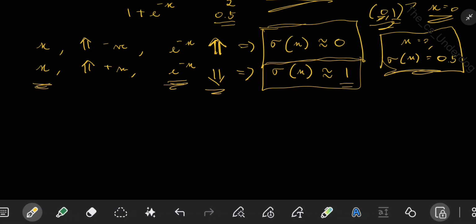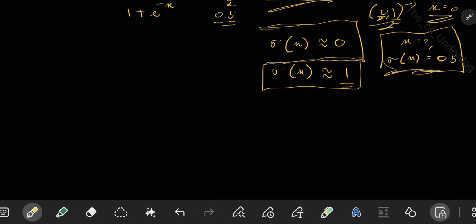A sigmoid function. I'll erase these things off. Okay, so my sigmoid function looks like this. Sigmoid function, sigma of x, is 1 by 1 plus e power minus x. If I take the derivative of this with respect to x, what happens? This is the most important question.